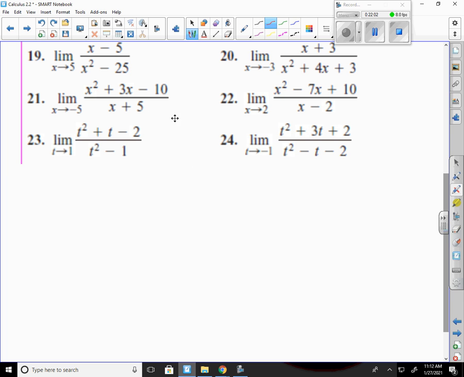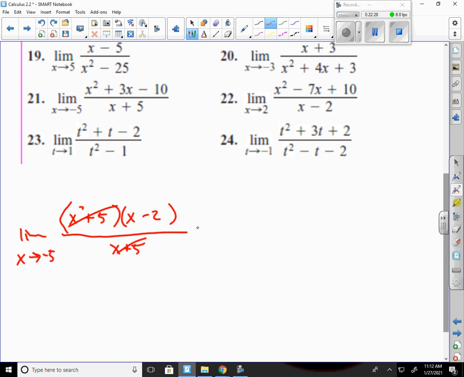Number 21. See if I plug in negative 5, it gives me a 0 in the denominator. Factor the top out. What multiplies to give me negative 10 and adds to 3? That would be positive 5, negative 2. X plus 5's will cancel. I'm left with the limit as x approaches negative 5 of x minus 2. Plug the negative 5 in. That gives you negative 7.